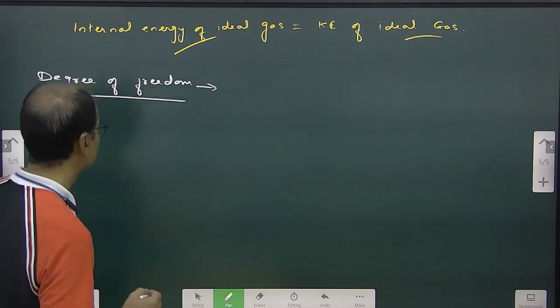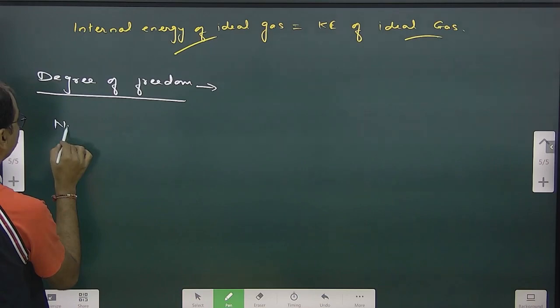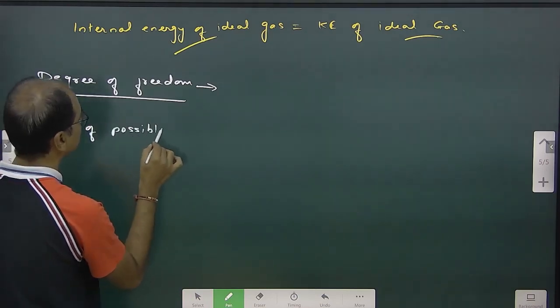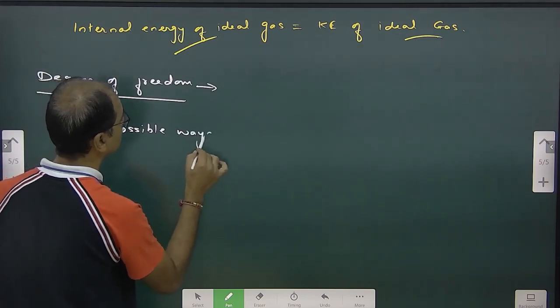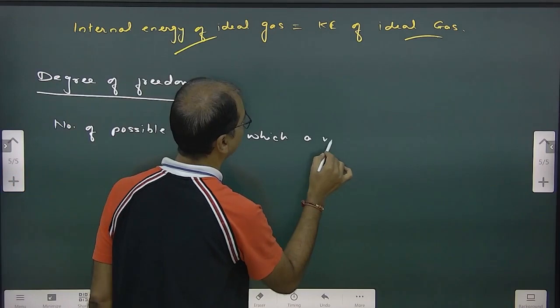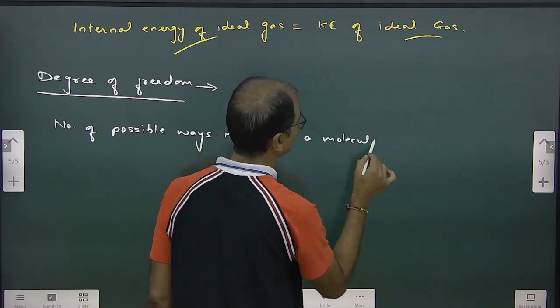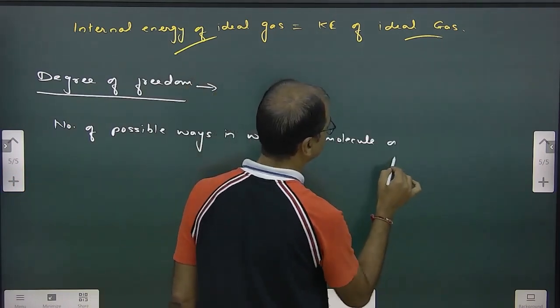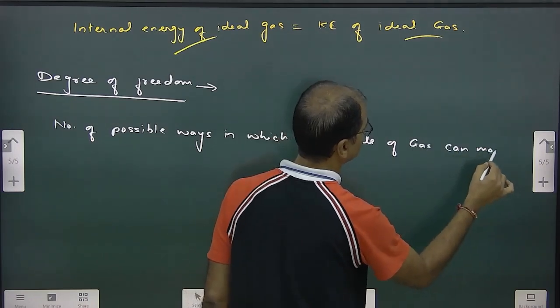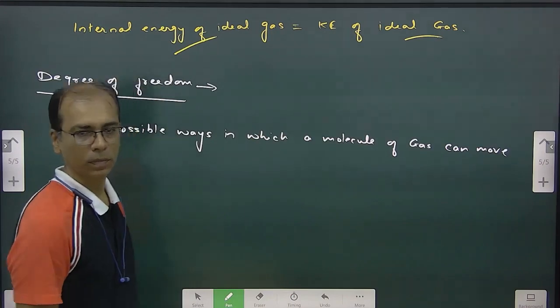So the number of possible ways in which a molecule of gas can move is degree of freedom.